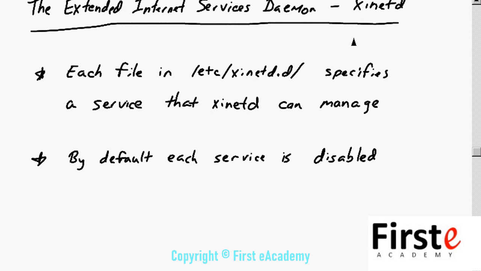So what xinetd does is it manages all those sorts of services, all these internet services. And the way that it does it is there's a directory out there called /etc/xinetd.d. And each file in that directory specifies a particular service that xinetd manages. All of those services are disabled by default. So if we need to start up some service that's managed by xinetd, we need to go in and enable that service.